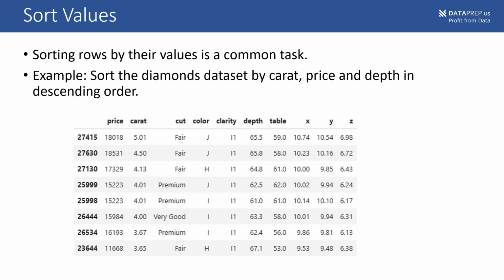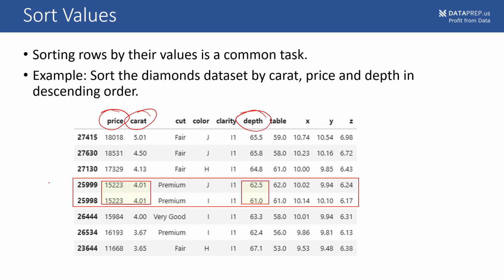So first, look at the carats and sort it in descending order, showing the heaviest diamonds on the top. If the caratage is equal, then sort by price, which should be the next order of sorting, and finally by depth. So this is the result of such sorting.